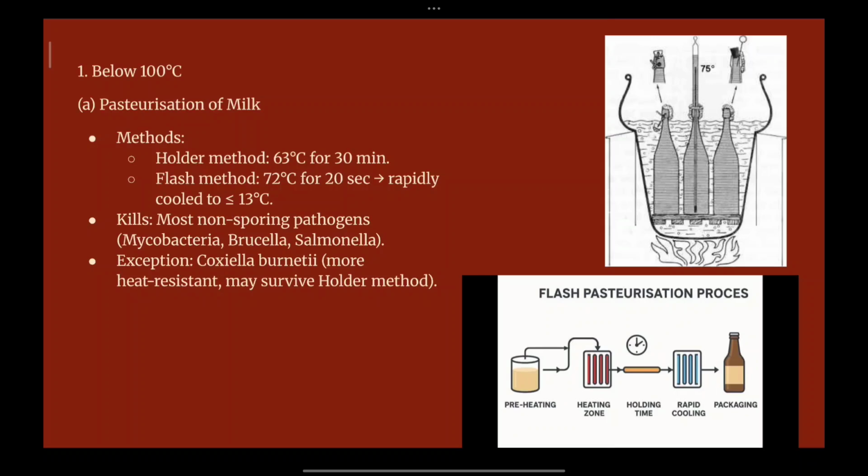The next method is the flash method, wherein at 72 degrees Celsius, for 20 seconds, it is boiled. After giving 72 degrees Celsius, you are going to rapidly cool it to less than 13 degrees Celsius. This change of temperature is going to cause desiccation of the cell membrane of a microorganism. This is also a process of killing bacteria by exposing it to a higher temperature and immediately cooling it so that the microorganism cannot survive the change in temperature. So that is one method.